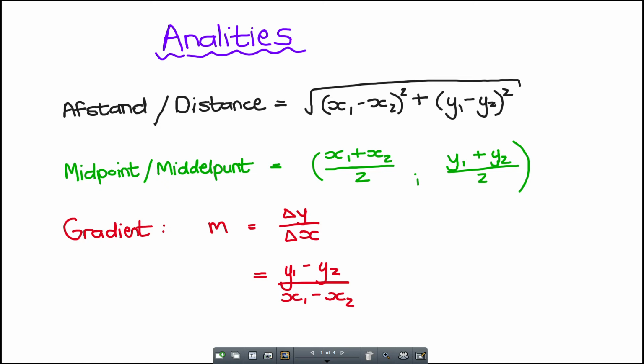Going to run through with you just to remind you. Okay, so at Analytical, we said we basically have three things. Ons het gesê, jy werk definitief met afstand, middelpunt, gradient. Now, whenever I get stuck, that is the three things that I quickly run through. Have I got enough to do distance? Have I got enough to do midpoint? Or have I got enough to do gradient? Because that's usually what you use to get to the answer.